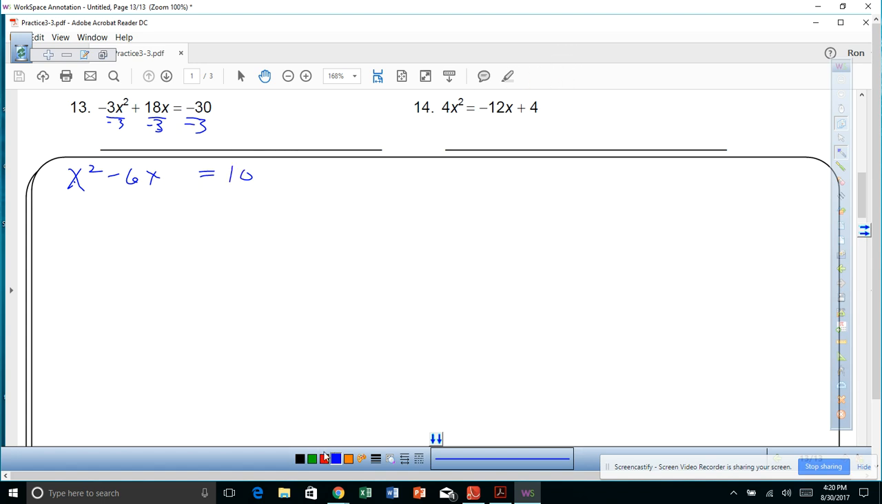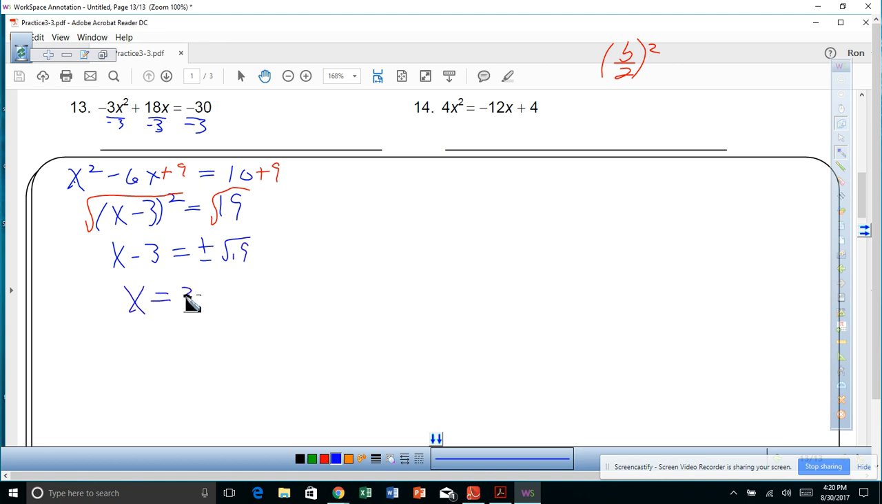Now we're going to add b over 2 squared. So that's going to be plus -6 over 2, that's -3. -3 squared is 9. So we're adding 9 to both sides. And that's going to give us x minus 3 squared equals 19. So we take the square root of both sides. And that gives us x minus 3 equals plus or minus the square root of 19. Add 3 to both sides. You got 3 plus or minus the square root of 19.